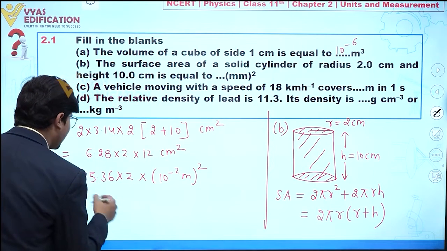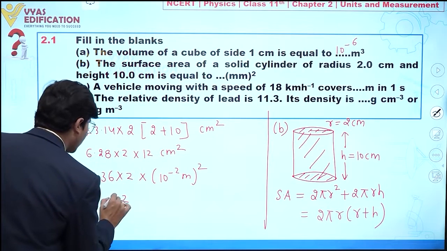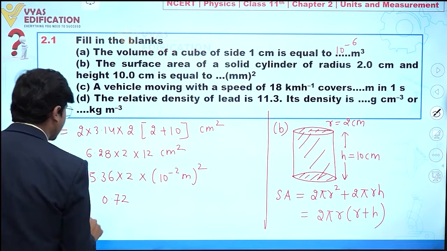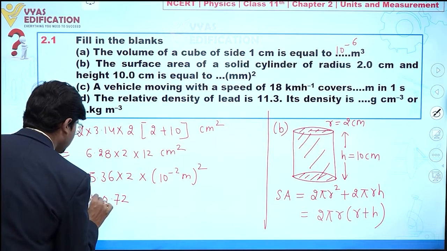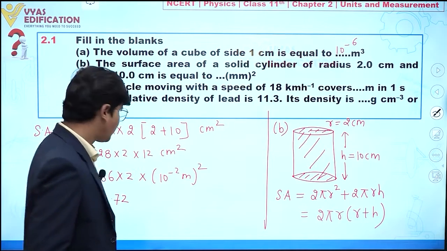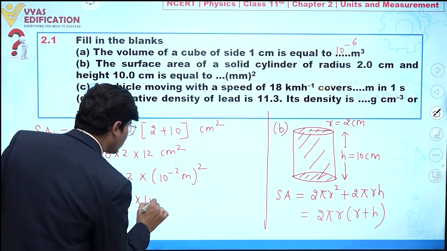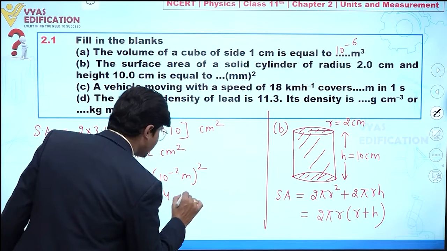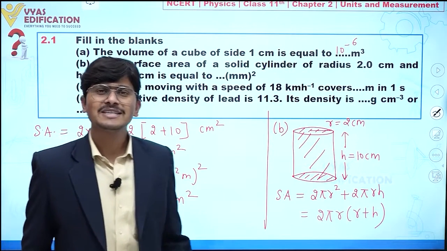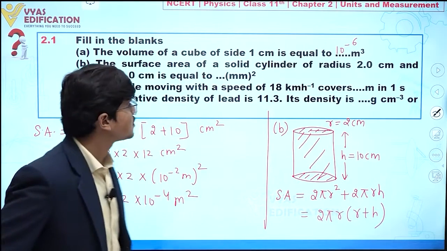So from here we can write like this, this is 12, we have 1, this is 7, we can say 10, here we have 1, so this is 150, clear. So 150.72 into 10 to the power minus 4 and this is meter square. But our objective here is to convert this value in mm square, clear.